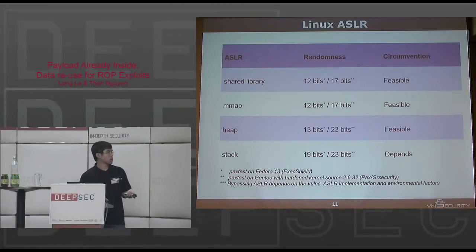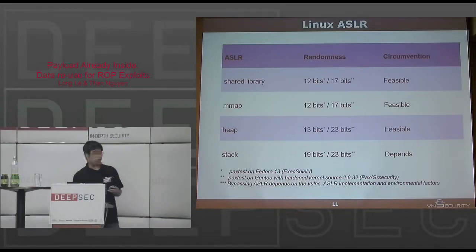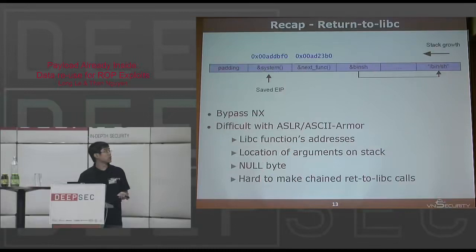So bypassing this randomized address space is actually very dependent. It depends on the ASLR implementation, the environment factors, and the vulnerability as well. This one is also a recap of the basic stack overflow and code injection. I'll just skip this. Return to libc is a simple thing where you return back to a library function.